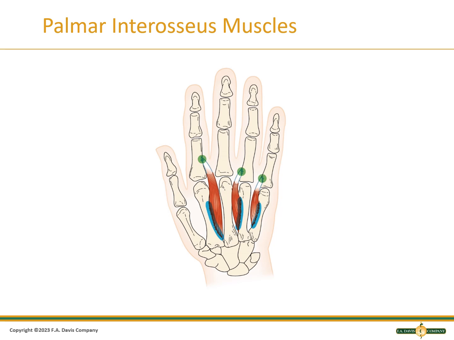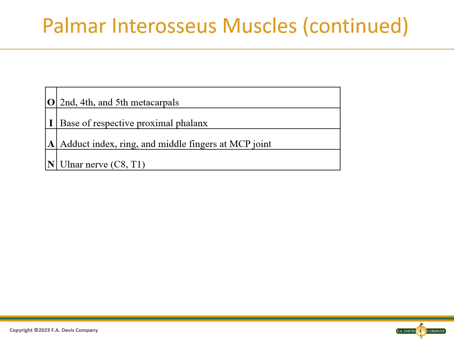So then looking at the palmar side of the hand, or the anterior side of the hand, our palmar interosseous muscles, again, come from our metacarpals to attach to our phalanges. And looking at the motion that occurs on the anterior aspect of our hand, we get our fingers drawing together. We get adduction. And so we can understand that palmar interosseous muscles are going to cause adduction. Our palmar interosseous muscles originate on the second, fourth, and fifth metacarpals to insert on the base of their respective proximal phalanx. They adduct the index finger, ring finger, and middle finger at the MCP joint, and they are innervated by the ulnar nerve.